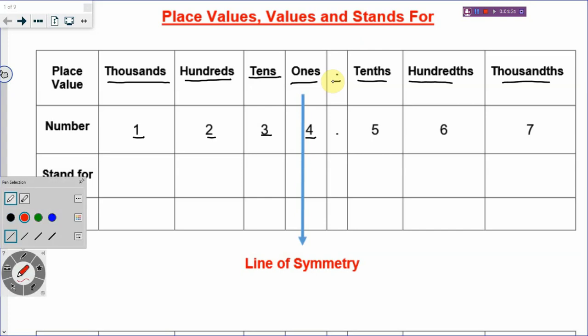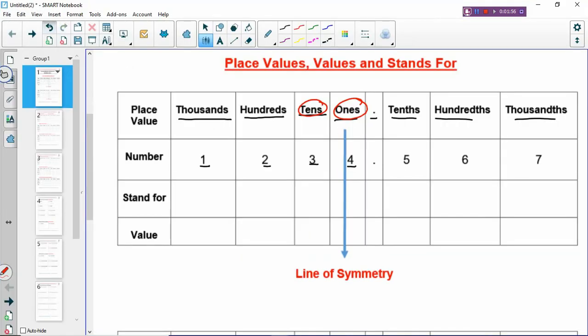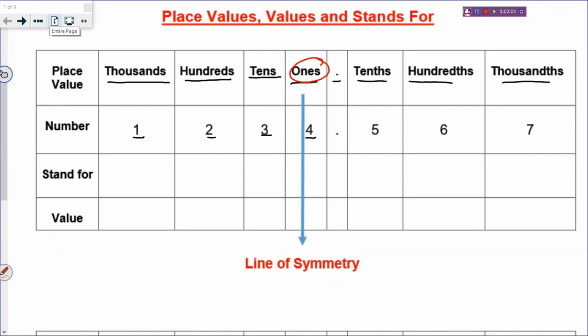Now, if you look at the ones, the ones is like the middle. I call it the centre of symmetry, a line that cuts into two equal halves, or two equal sides. If you look on the left side of the ones, you can see the tens. On the right side, you see the same. So that's symmetrical, something identical.